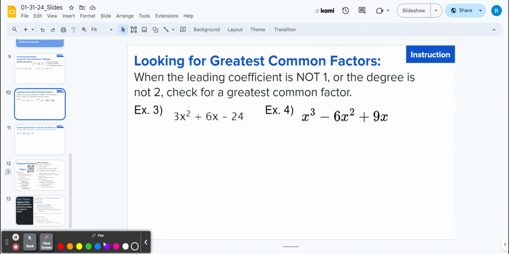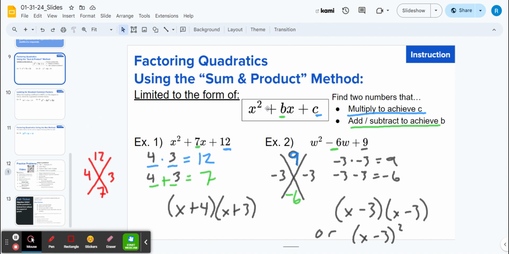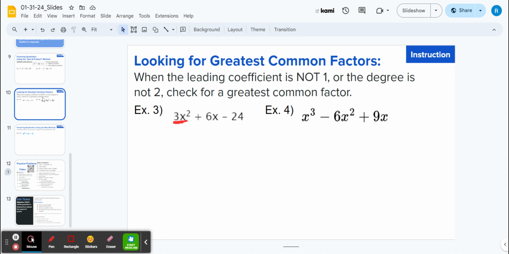So notice in this first problem how we have a 3 out in front of this x squared. And if we go back to our limitations, we needed to have that x squared just with nothing in front of it, or a coefficient of 1. All right, so let's see what I'm talking about with the greatest common factor.